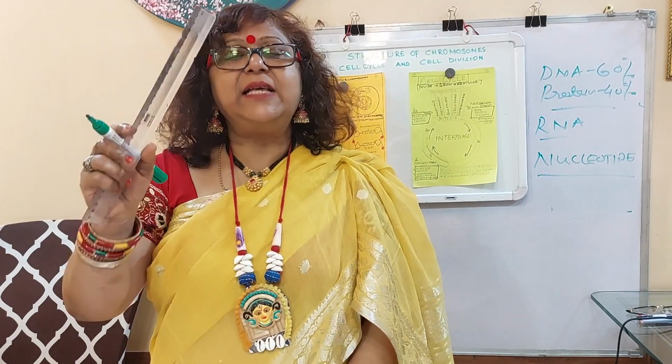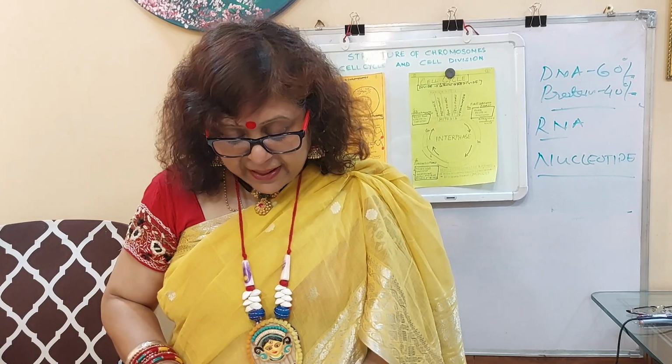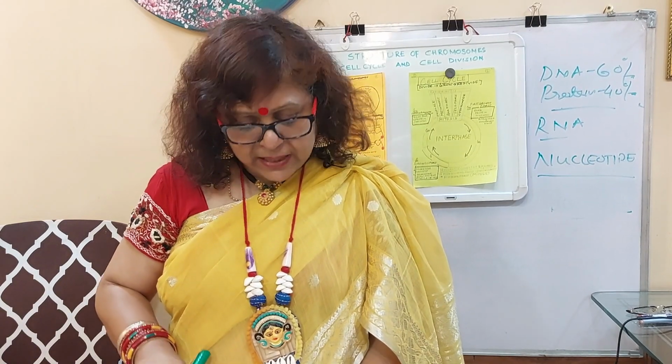The purines are known as adenine, guanine, capital A, capital G. The pyrimidines are known as thymine, cytosine, uracil. This uracil is found in the RNA. The nitrogen base composition of RNA is adenine, guanine, cytosine, uracil. The nitrogen base composition in DNA is adenine, guanine, thymine and cytosine.